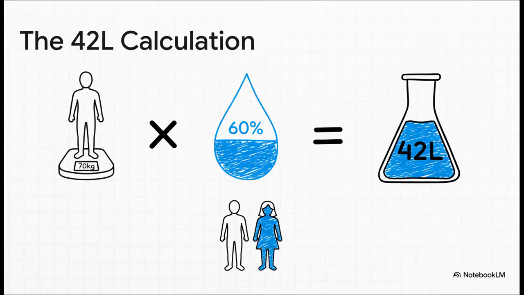Now, this isn't some magic number we pulled out of a hat. The calculation is actually surprisingly simple. We're about 60% water by weight. So for a 70-kilo or 154-pound person, you just do the math, 70 times 0.60, and you get 42. It is worth noting, though, that females tend to have a slightly lower percentage, and that's just because fat tissue holds less water than muscle.